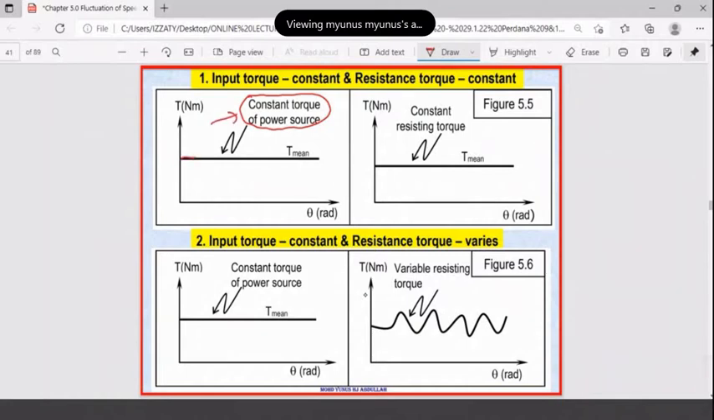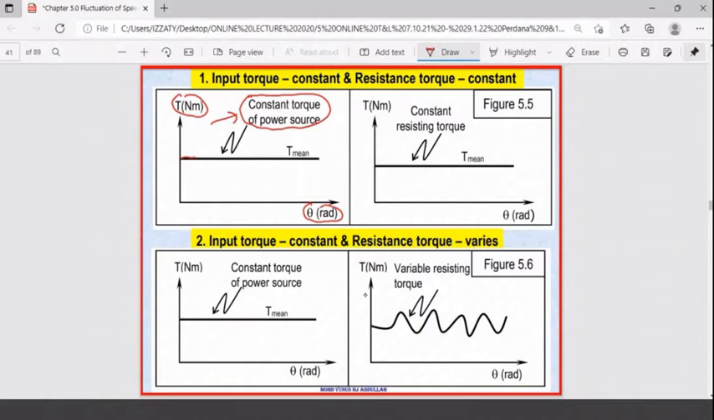Look at here, constant torque. This is, of course, the turning moment diagram. It is a graph with the torque in Newton meters on the y-axis and the angle in radians on the x-axis. Whatever you have in the graph, the area under the curve, will be telling you about work done or perhaps energy.